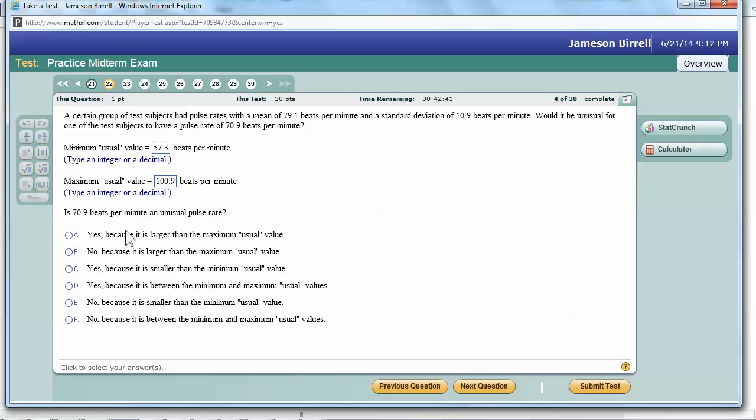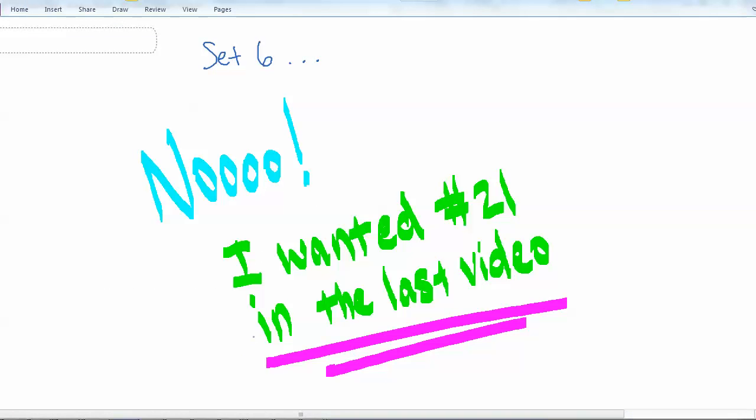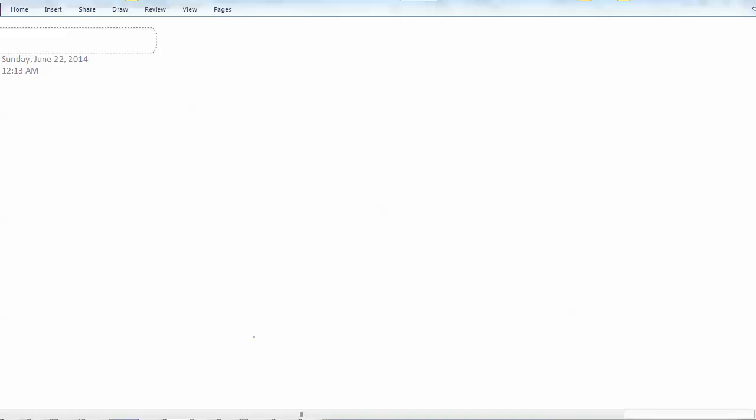Alright, so is 70.9 beats per minute a usual pulse rate for this set of data? Sure. Look, it was pretty close to the mean, and by close I mean because my spread was moving by almost 11 points. So one standard deviation is going to take me 11 points below and 11 points above. In fact, we are going to start drawing the pictures a lot more often. Let me go ahead and draw the picture for this.